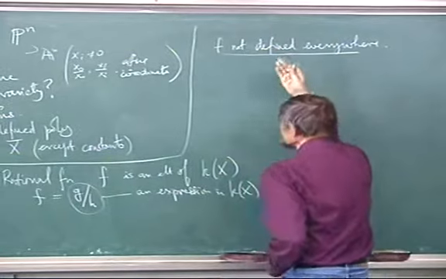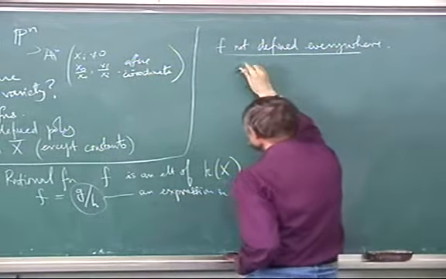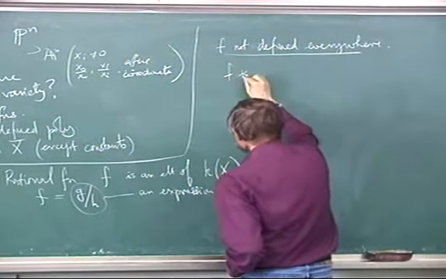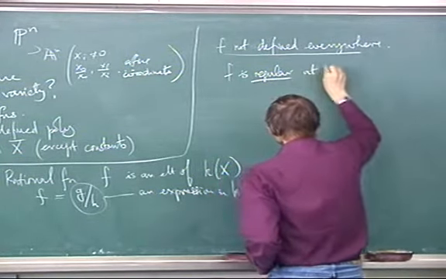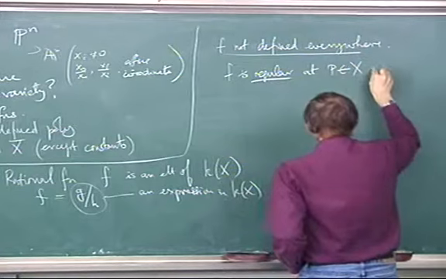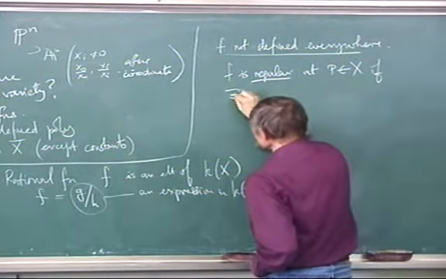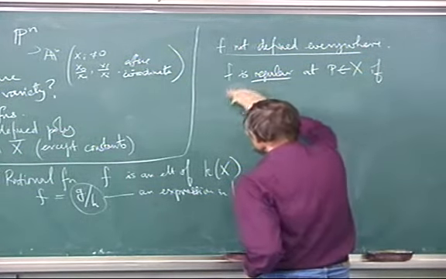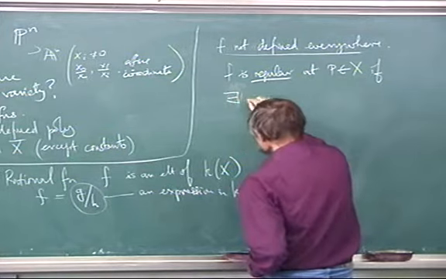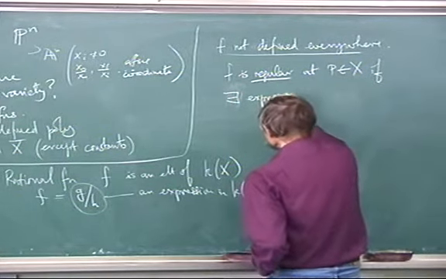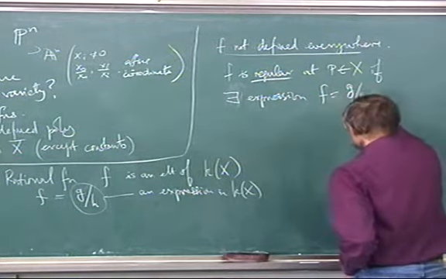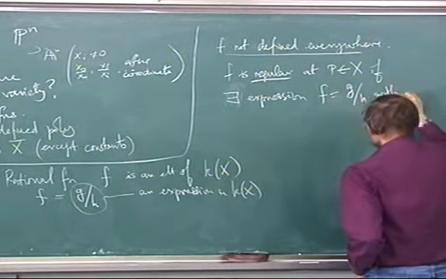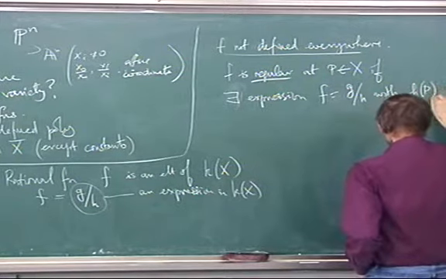But anyway, we're going to come to that by saying that f is regular at p in x if there exists an expression f equals g over h with h of p not 0.